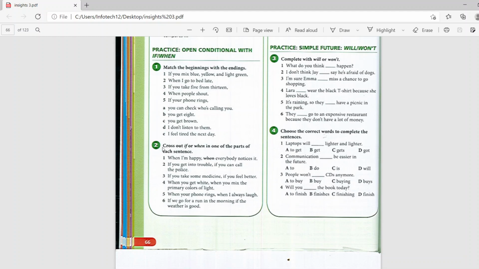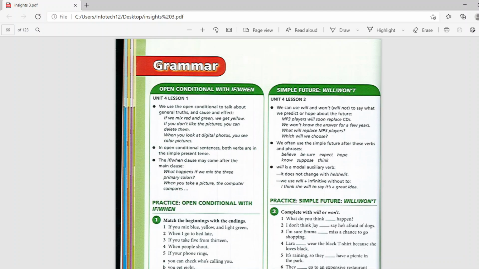Then we have the exercise number 2. Cross out if or when in one of the parts of each sentence. Ok, when I am happy, when everybody notices it. Ok, acá lo que vamos a hacer es como tachar el if o el when en una de las partes de cada oración. Si ustedes consideran que no va o ya se está repitiendo, ¿verdad? Entonces lo tachamos. Eso es simplemente lo que van a hacer en ese ejercicio.